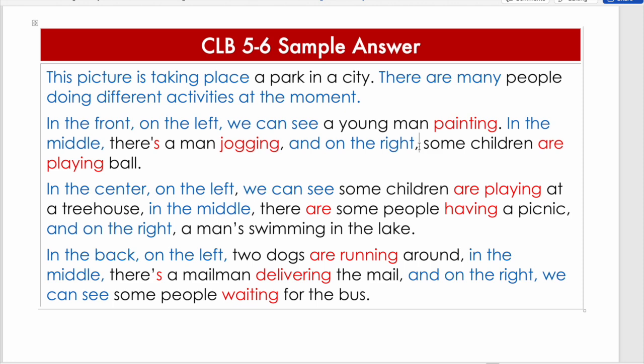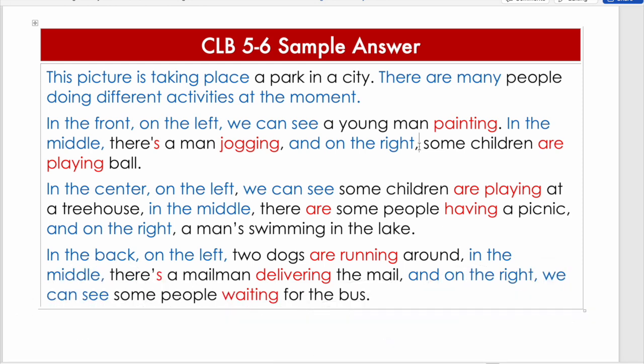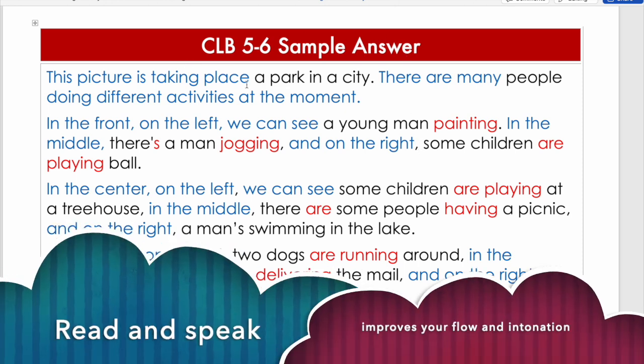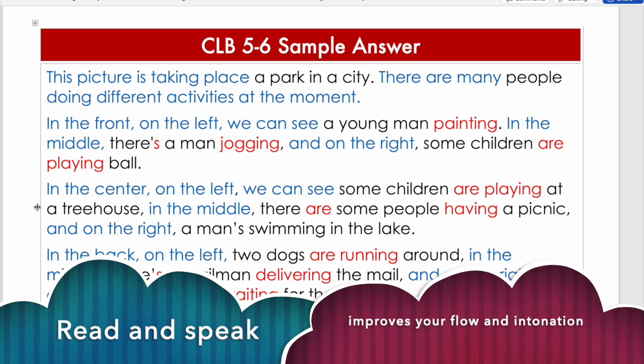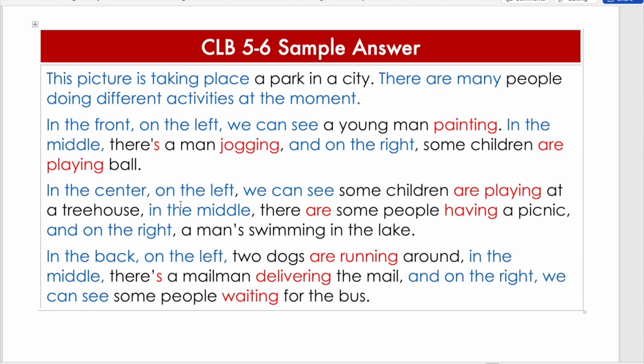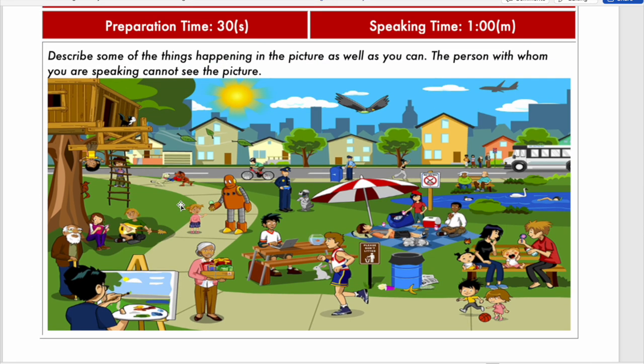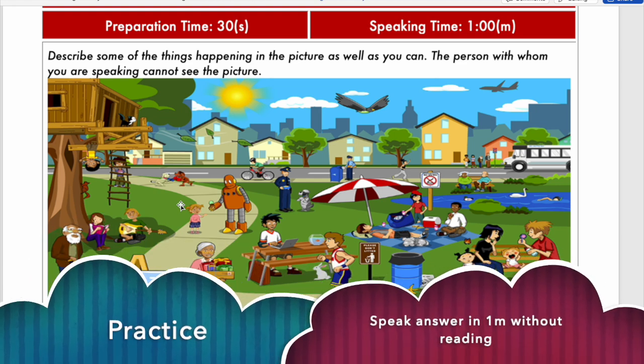Then to practice after that, everyone, let's practice reading and speaking the answer in 1 minute. Yes, can you do it? Let's read and speak in 1 minute to make sure that we have the flow and intonation. The more you practice that, the more you will develop that. And then lastly, test yourself. Can you speak that answer in 1 minute without reading?